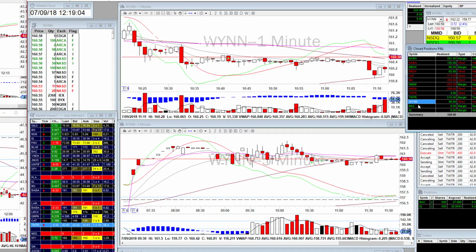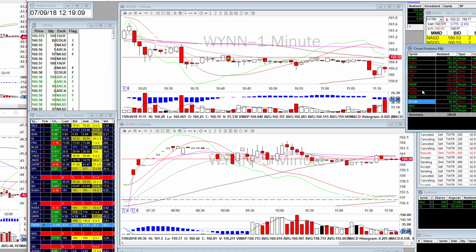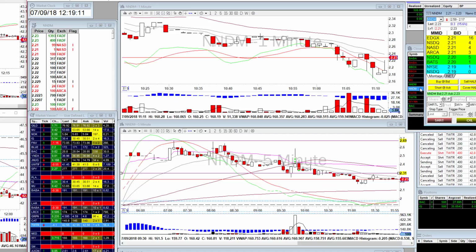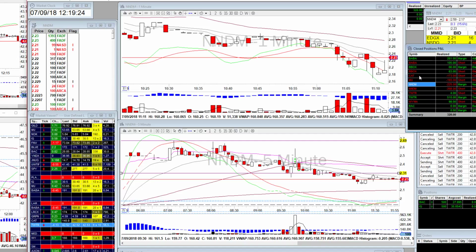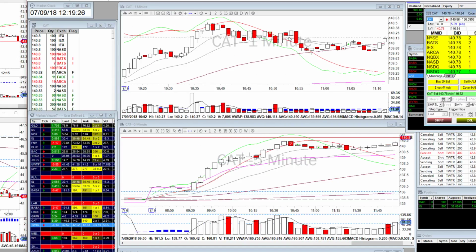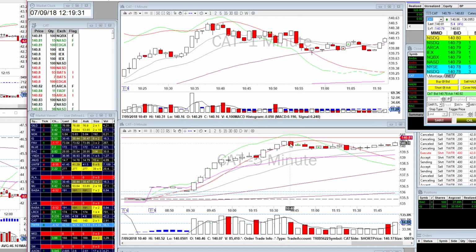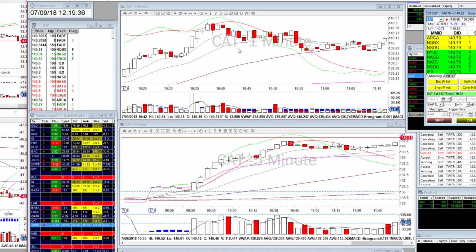So, overall, it was a decent day, but I made stupid mistakes, and I had too many tickets, which costs me money in commissions, right? So, let's go back at the mistakes to see if I could have avoided them. This I probably could have avoided. This is needless trading. I know this is good intent. That was a good move, but the volume wasn't there. This is not a good stock to trade.